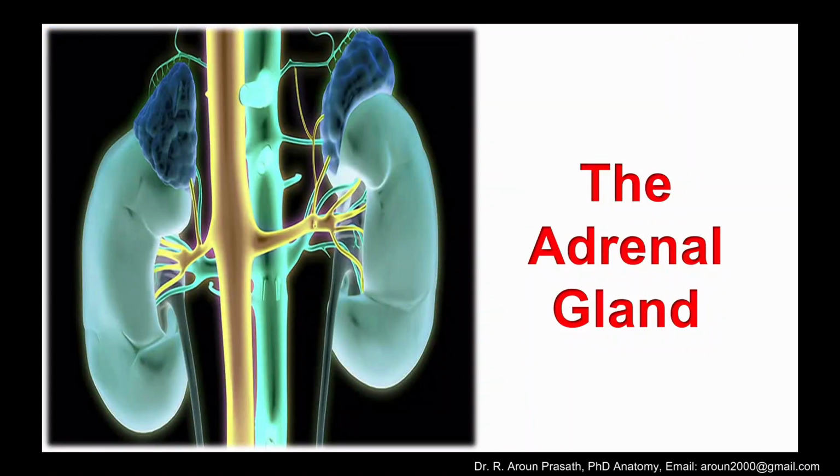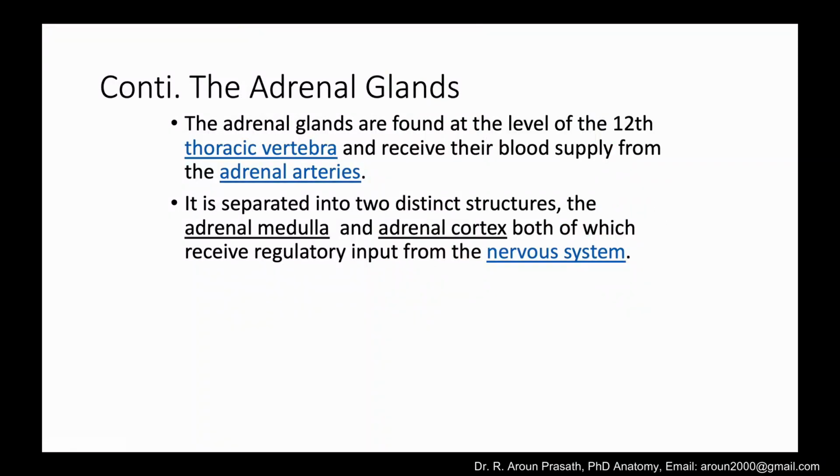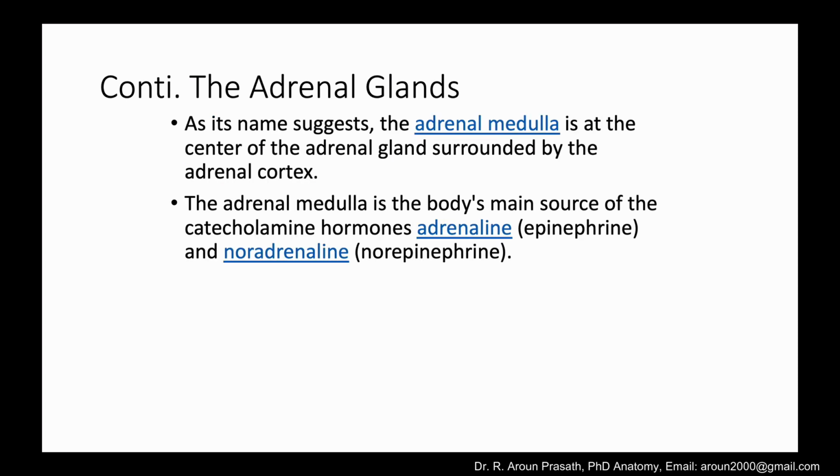Let's go with the adrenal gland. The adrenal gland is also called the suprarenal gland, which sits like a crown on the kidneys. You can see the adrenal gland here. It is present at the level of the 12th thoracic vertebra. The adrenal gland has the adrenal cortex and the adrenal medulla, and both are controlled by the nervous system.